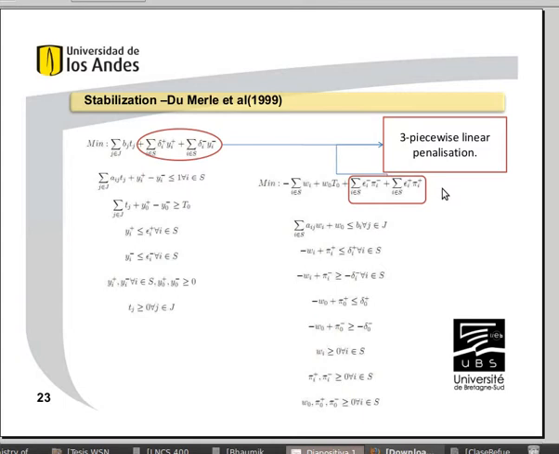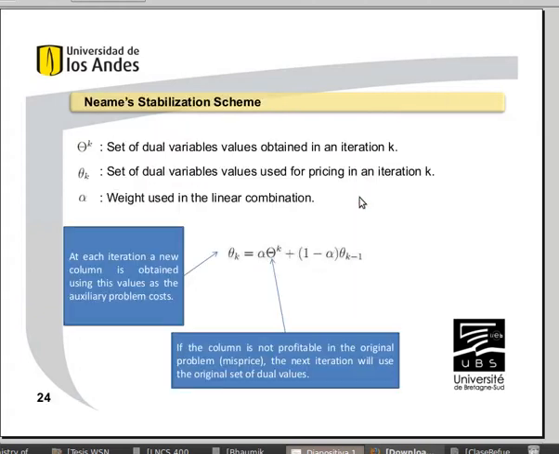Okay, because this is the real effect in the dual problem. First we have a region without penalization. However, when the dual values are out of these bounds, a penalization appears that avoids larger movements.